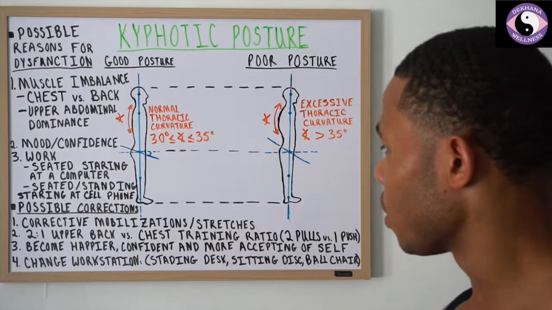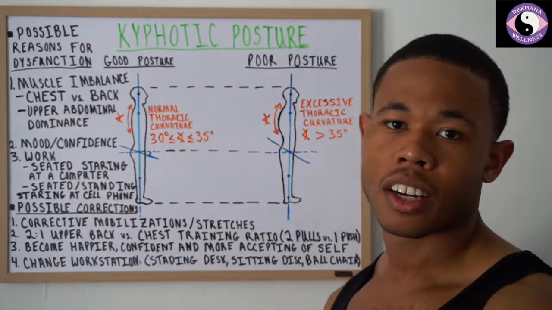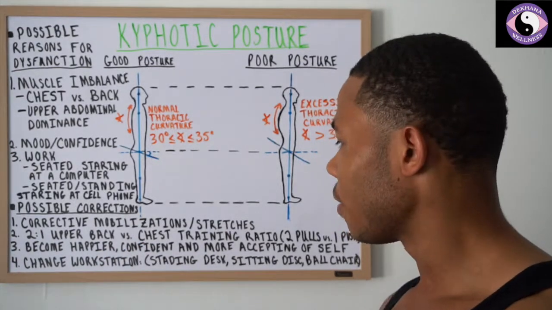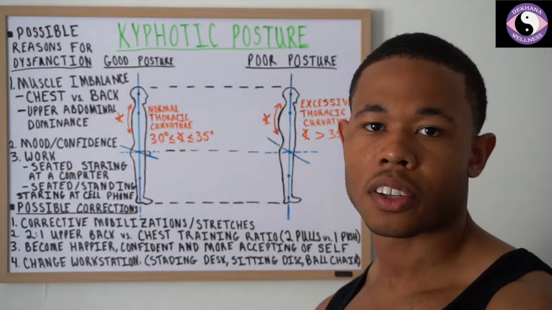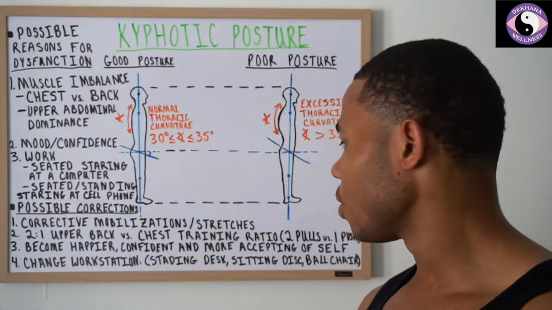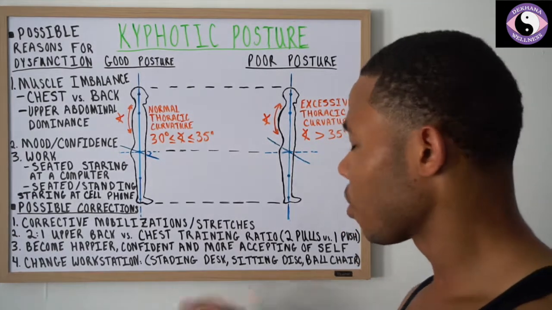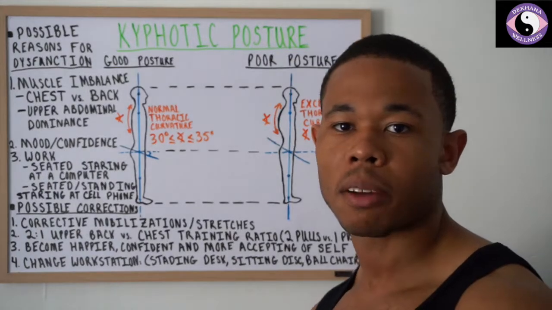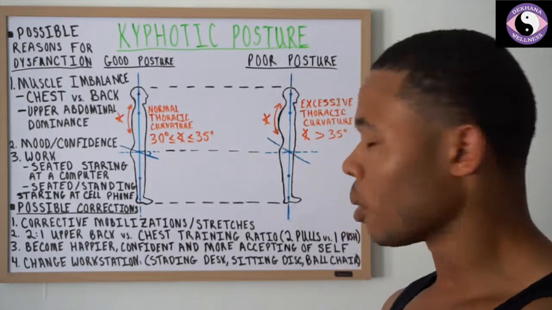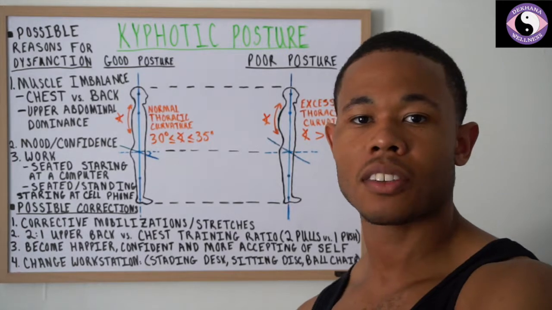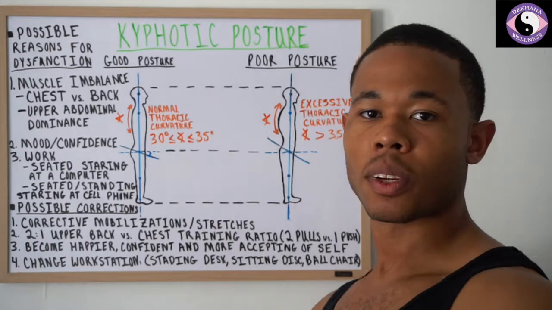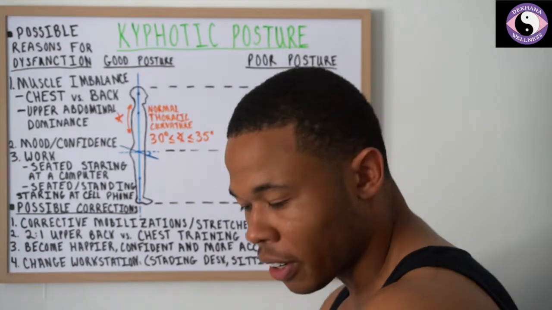Possible corrections could be corrective mobilization and stretching. If you follow my channel, you've seen I did the corrective mobilizations for the thoracic spine, so check out that video using the foam rollers. And stretching, you'll want to stretch out your pec minor, pec major. So just the muscles in the front, you'll want to bring back to balance to fully lengthen them, because when they're shortened, you're going to round like this in front.